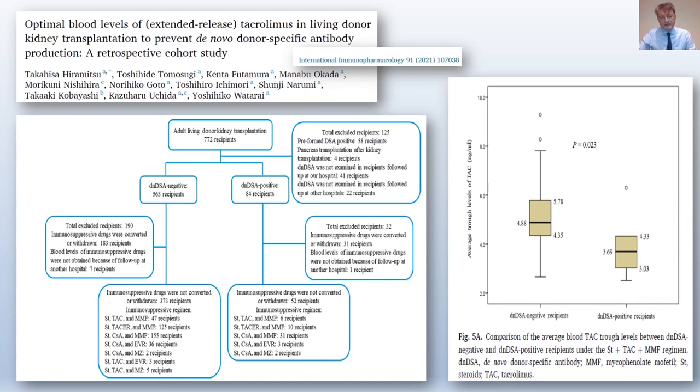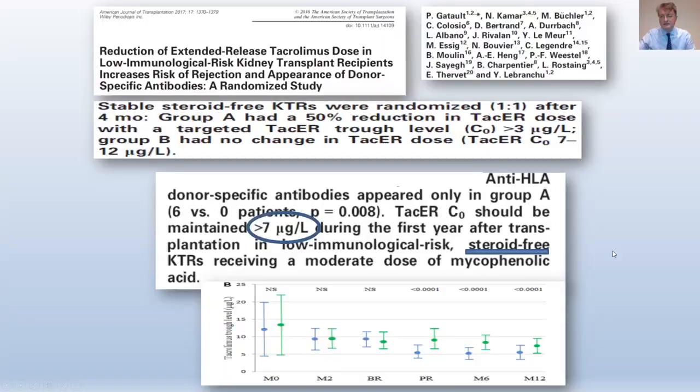This is a study in adults from Japan, but showing a specific population, only living-related transplants in low-risk patients, and they compared the trough level of tacrolimus between the DSA-negative and positive groups. In the patients who were negative, the average was about 5, while positive recipients showed an average trough concentration close to 4. So the message repeats that it should be higher than 5.